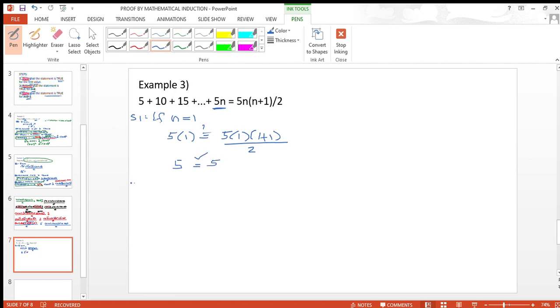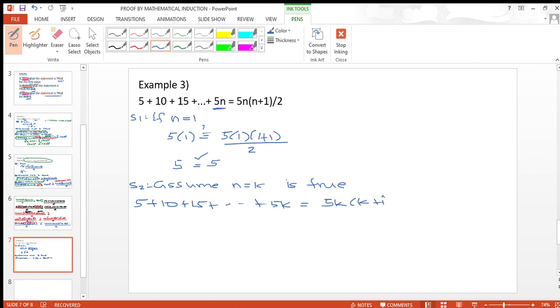Step 1 is easy. Step 2 is easier because this is just an assumption. We don't need to solve anything in step 2. So assume n equals k is true. And what is n equals k? We have 5 plus 10 plus 15 and so on plus 5 times k. N is k. We have 5 times k times k plus 1, everything divided by 2.